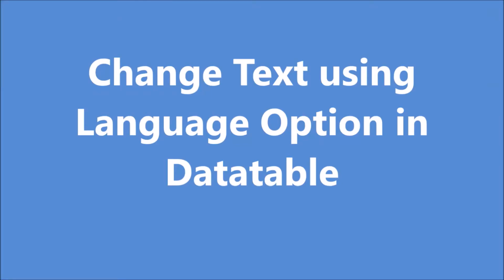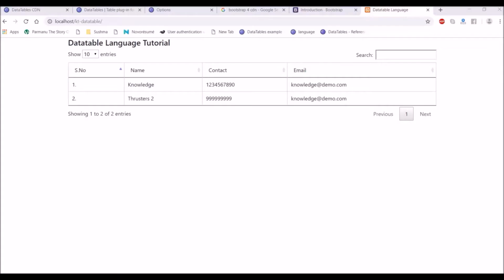So today's topic is how you can change language options in DataTable. If you look, there is the text "Show 10 records" that you can change, the search text, and at the bottom left there is "Showing 0 of 0 results" and the previous and next buttons. In this video I will change each one and show how you can change the text.